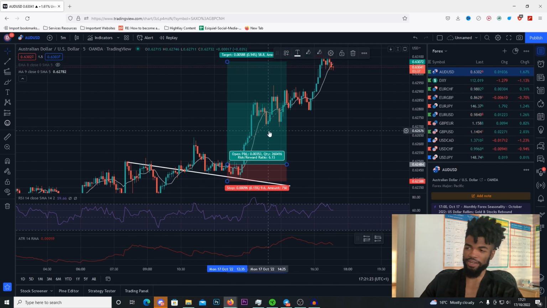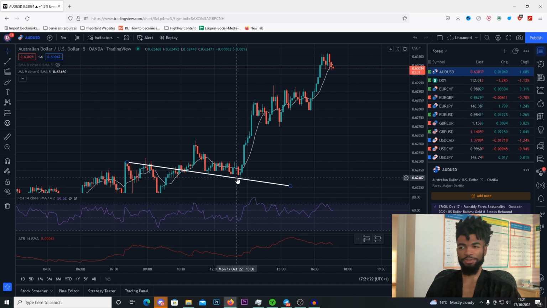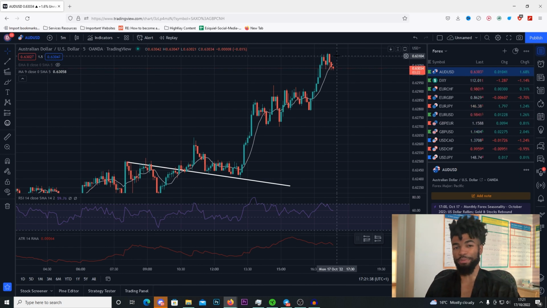And I'm being friendly because, you know, some people would even say you could enter directly on the retest because retest is so powerful. But to be conservative, you're getting at least like a 1-to-6 risk reward ratio, which is extremely profitable. These are the type of trades you guys need to be watching out for.